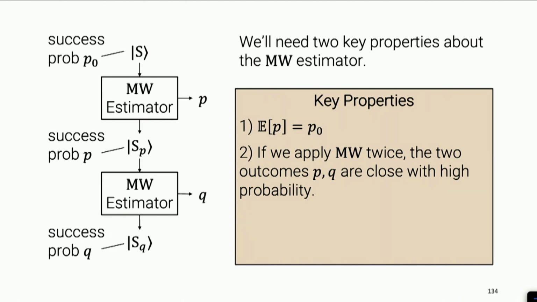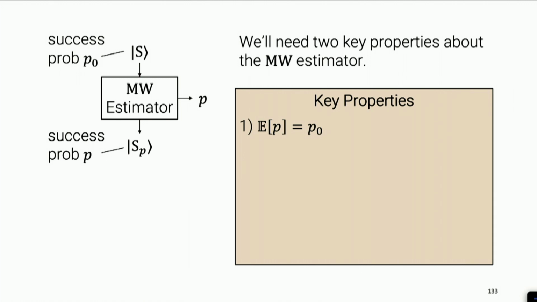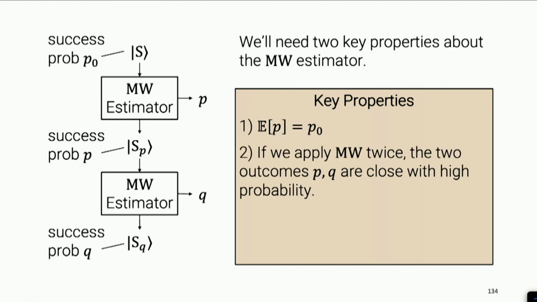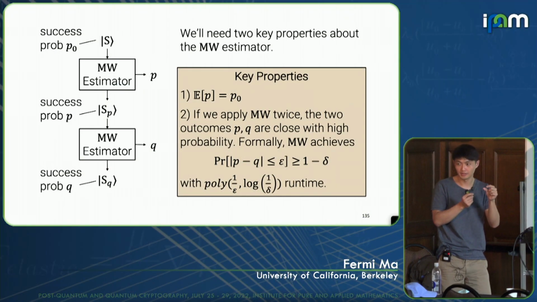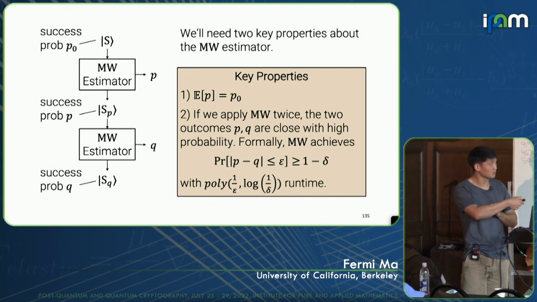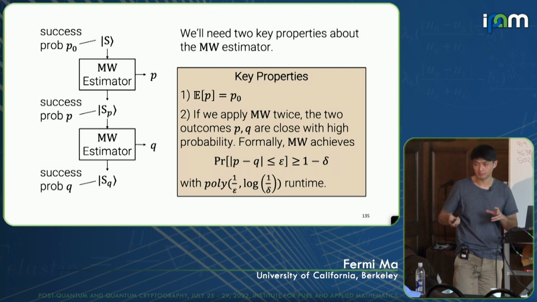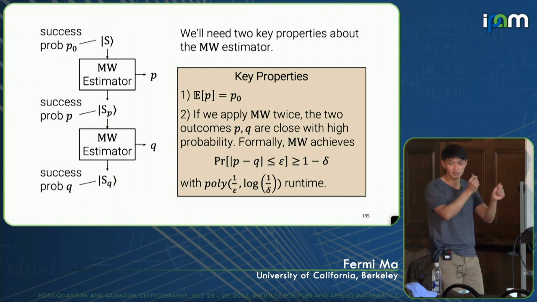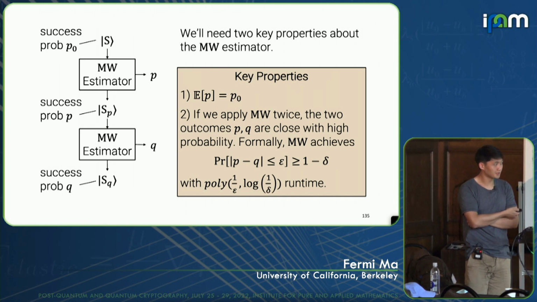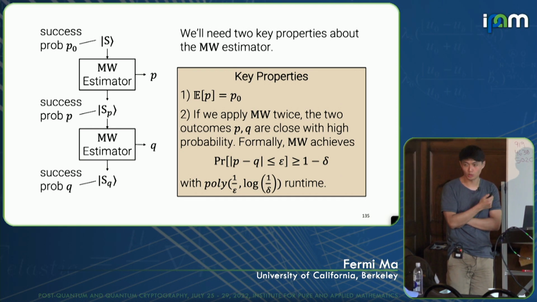In particular, if I take any state S and run it through this Marriott-Watrous estimator once, get some estimate P, and then run it through again and get some estimate Q, these two estimates are very close with high probability. If this were a projective measurement, they would be equal with probability 1. But I'm claiming we have some relaxation of this, where P and Q are epsilon close with all but delta probability. You get these guarantees by setting the running time, the number of alternating measurements you do in the estimator, to be polynomial in 1 over epsilon and polylog in 1 over delta. So you can get any inverse polynomial additive precision, except with inverse exponential failure probability.